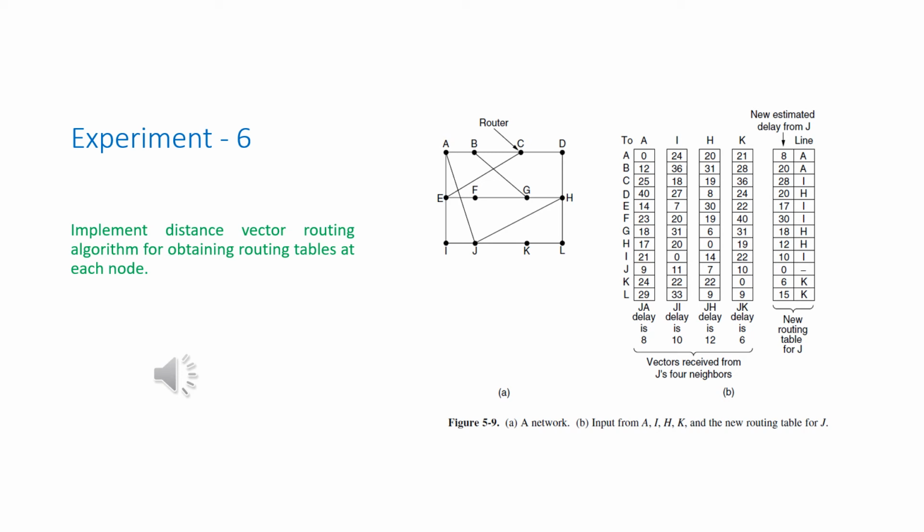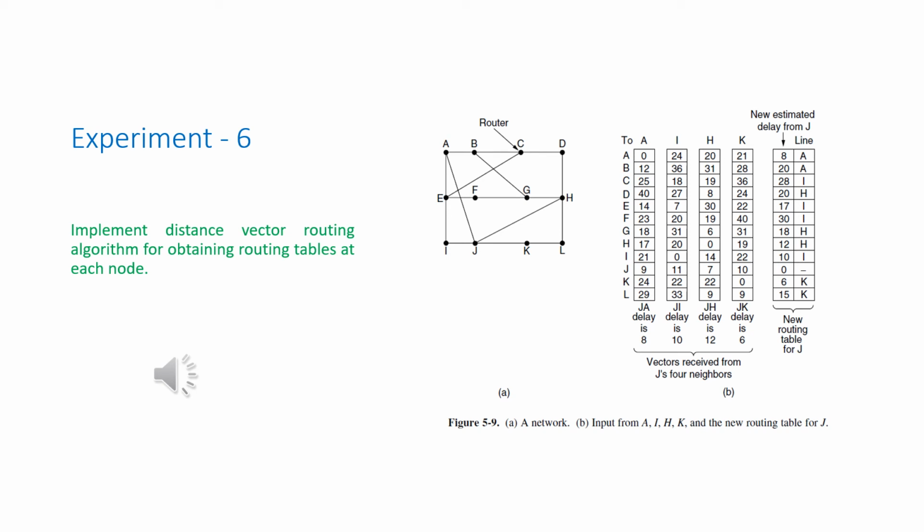Now in the case of C, I want to go from J to C. Which is the best path? 8 plus 25, it is around 33, and in this case it is 28, and in this case 31, and in this case 42. Among all these, which is the best one? 28 is the best one. So I'll be taking the value as 28, and which node should I select? I should select the path from J to I.